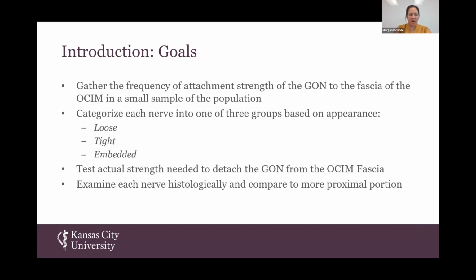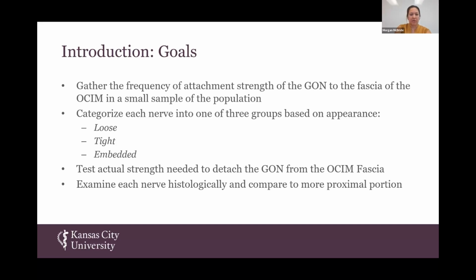So the goals with my project. I wanted to gather the frequency of attachment strength of this nerve to the fascia of the muscle. This was inspired by a study done in 2019. Dr. Shearer and their colleagues were looking into the fascial attachment strength of the greater occipital nerve to this muscle and the possibility of entrapment. The goal of their study was to gain a better understanding of the anatomical relationship of this nerve and muscle, and to help treat and understand post-traumatic headache attributed to whiplash.